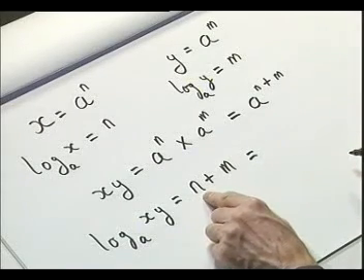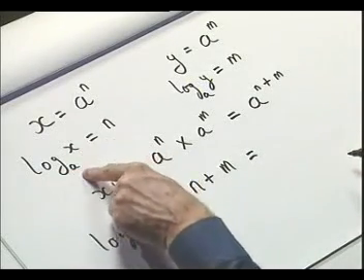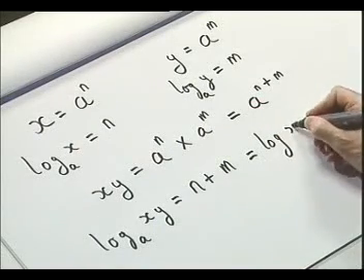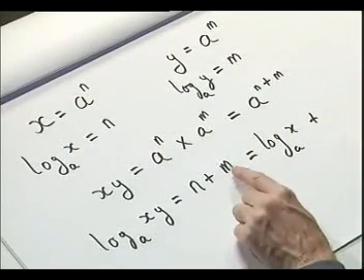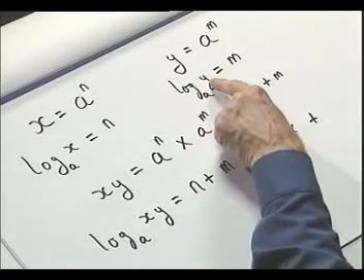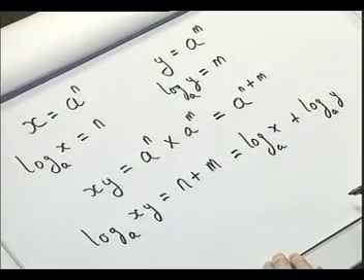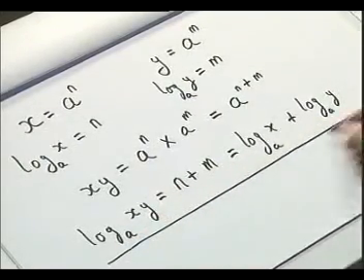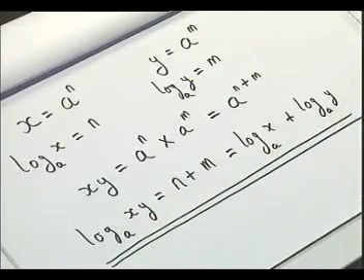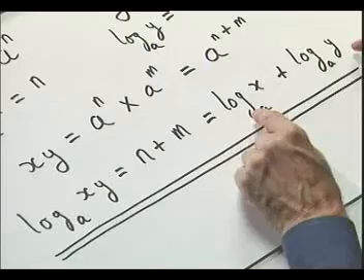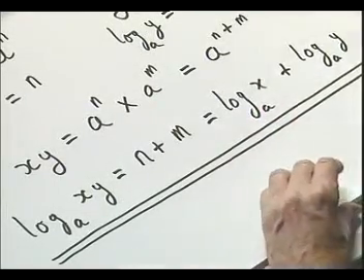But n, we know, is the log of x to base a, and similarly, m is the log of y to base a. And so there we have our first law of logarithms, that if we want to multiply two numbers together, we get the log of the product by adding the logs of the two individual numbers. That's our first law. What about our second law?